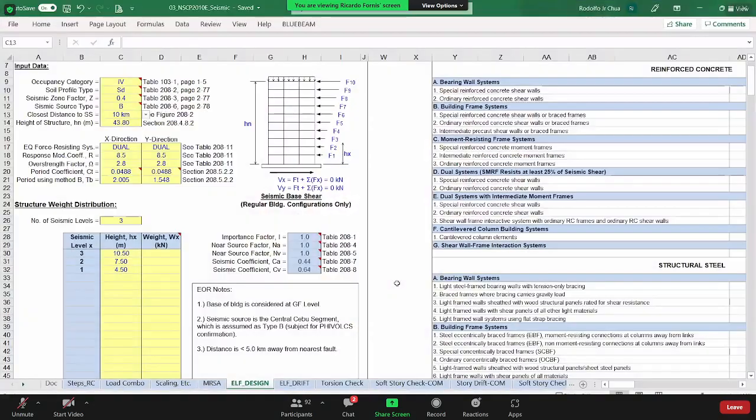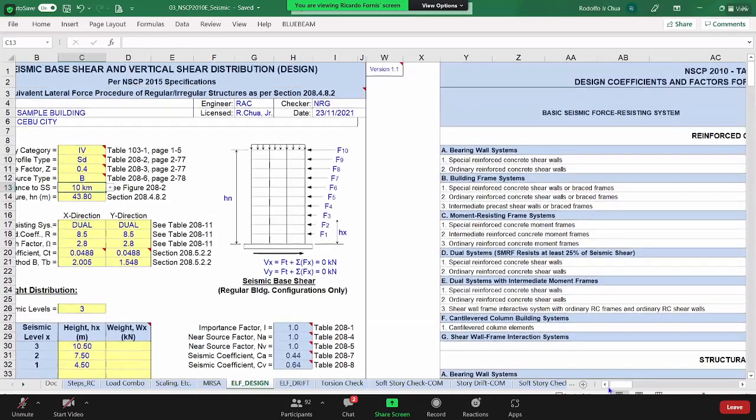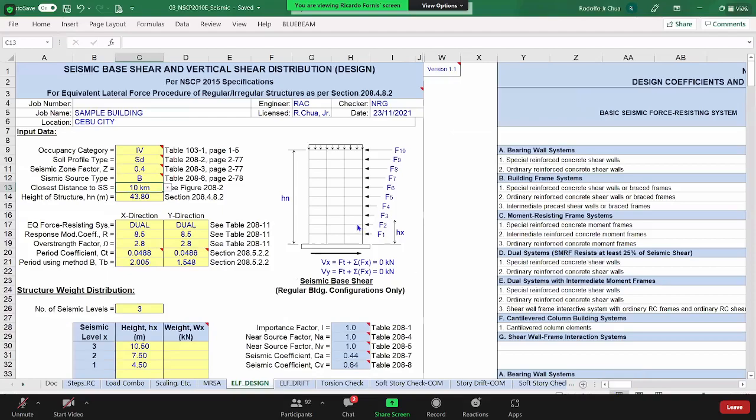So let's move now to the calculation of the seismic force. This is a spreadsheet I have developed for manually calculating the seismic force. Again, let me just zoom in a little bit. Again, I mentioned before that the seismic force is actually idealized as a force applied at each level.